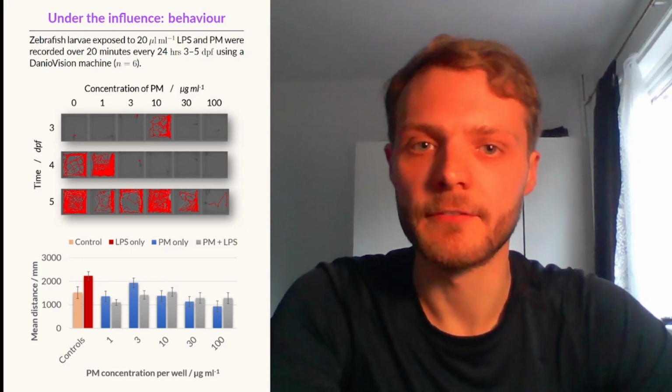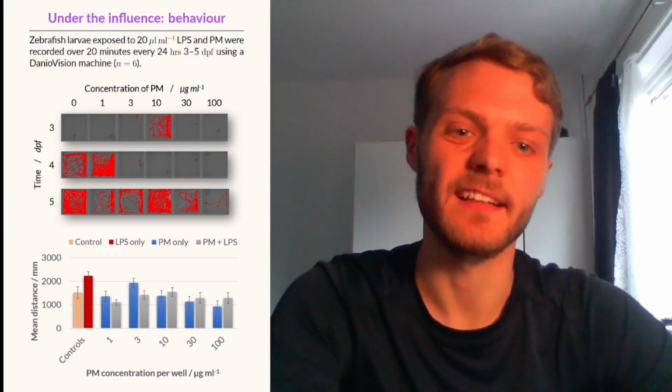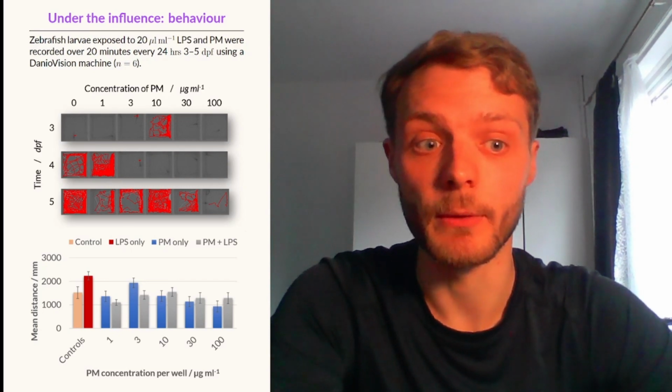However, we found that there were no significant differences between these groups across the 3 days analysed. And this is likely due to how early in their development we were monitoring their behaviour.